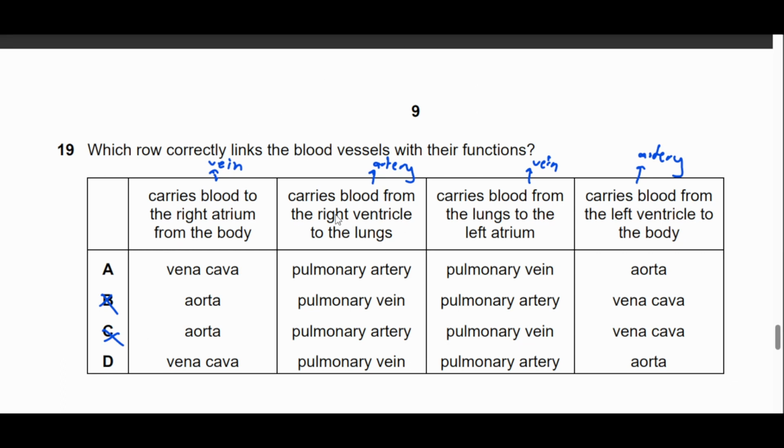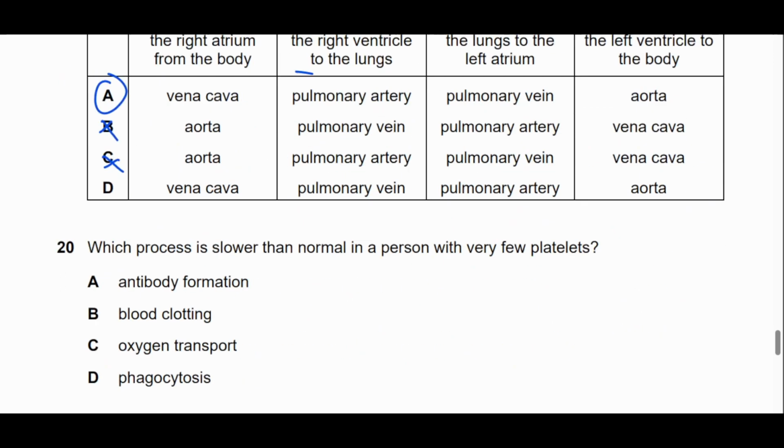So for this one, carries blood from the right ventricle to the lungs. Which one between A and D is an artery? A is the artery, right? Pulmonary artery. So therefore, final answer is A.